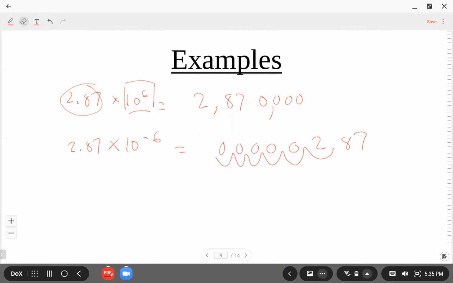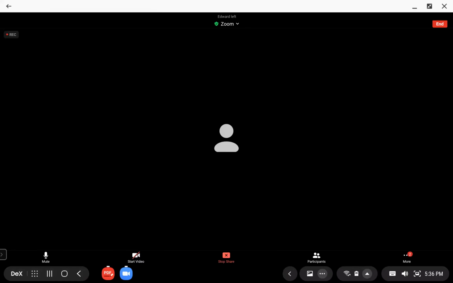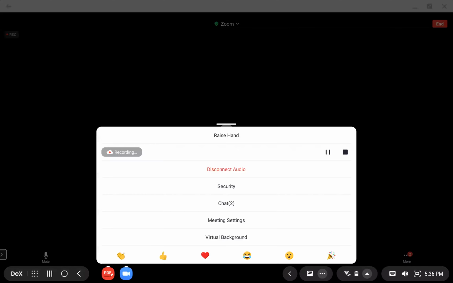And that is how we do it. Our decimal point is right here. 0.0000287. See, that is a very small number. So, as I said, scientific notation is for small numbers or big numbers. Does everybody get what scientific notation is right now?